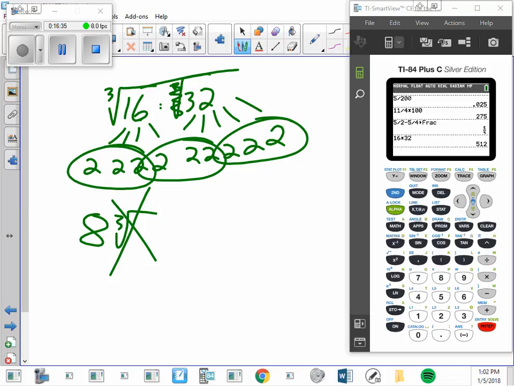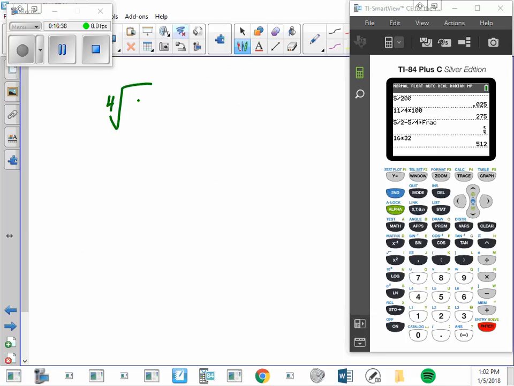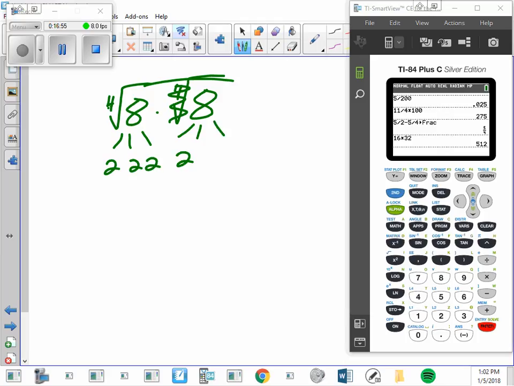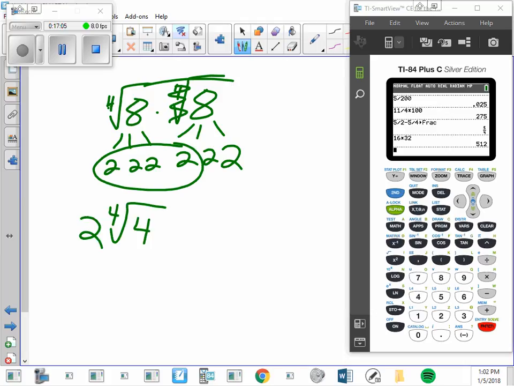Number 16. 4th root of 8 times the 4th root of 8. I could multiply them and get 64, but then I need to factor it again. And since these roots are the same, I can get rid of that one and just treat it like a single root. 2, 2, and 2. 2, 2, and 2. I can bring out one set of 2s. And what's left on the inside? 4. Everybody got that?